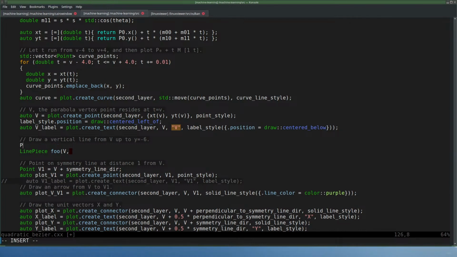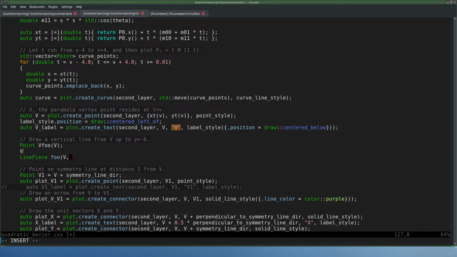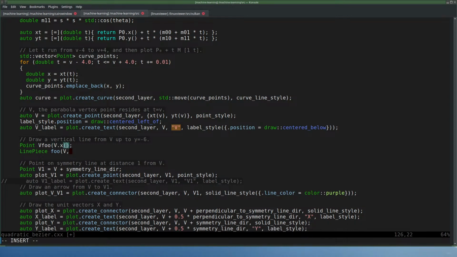Yeah, maybe I should make a copy. I don't know. Point V foo. Really running out of ideas. It's getting late as well. V and I want to see, oh, can I do that? No, cannot. So let's do Vx, comma -6. Okay, let's call it V6. And now my point line piece goes from V to, well, V6.